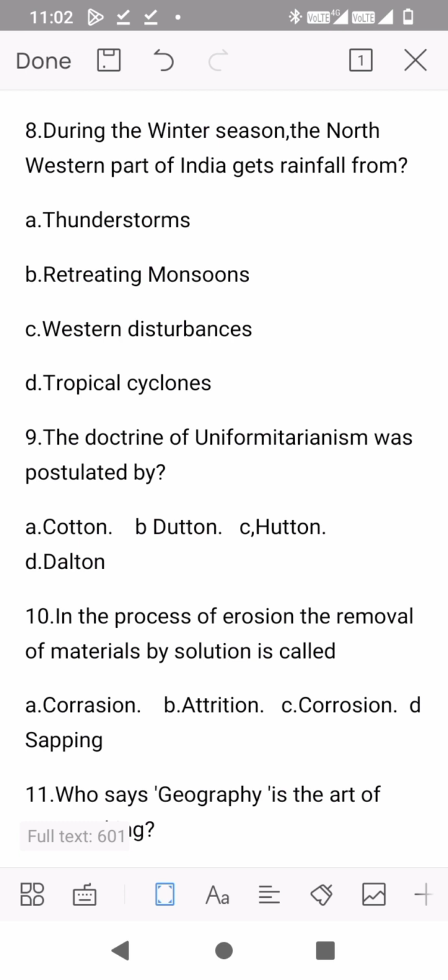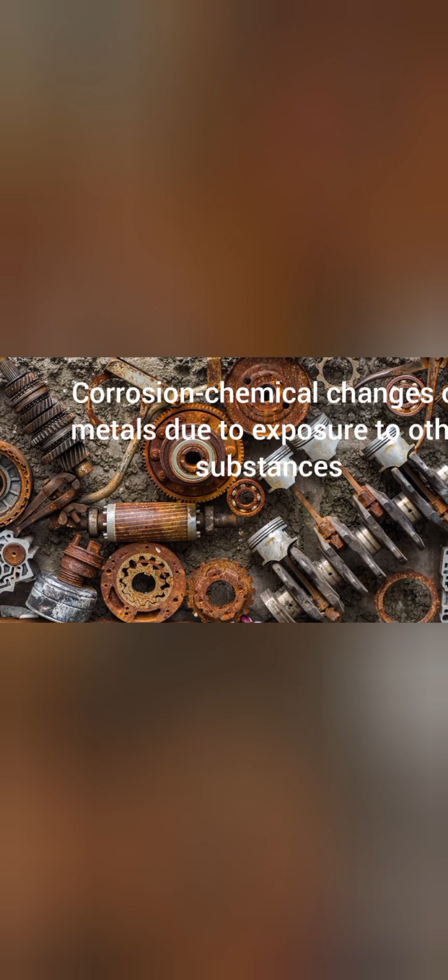The 10th question is that in the process of erosion, the removal of materials by solution is called A. Corrasion, B. Attrition, C. Corrosion, and D. Seeping. And the answer is corrosion. So corrosion is a form of chemical erosion, and the others are basically physical erosion.